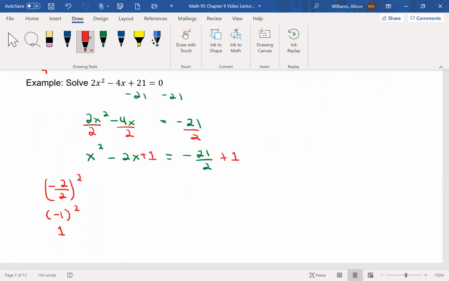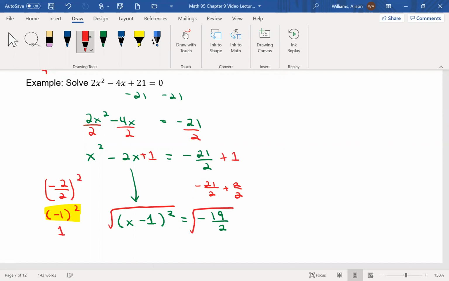Okay, so to add the right side, that means I'm going to basically be adding 2 over 2. And it is a negative number. So this is actually going to come out to negative 19 over 2. And on the left side, this is going to factor into x minus 1 squared using my nifty little trick for factoring. All right, so now I'm going to take the square root of both sides.